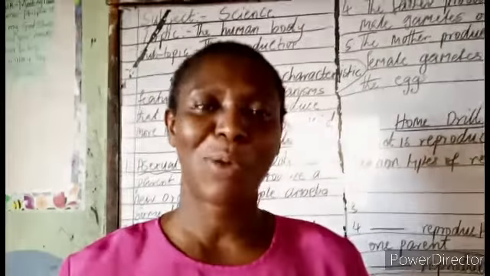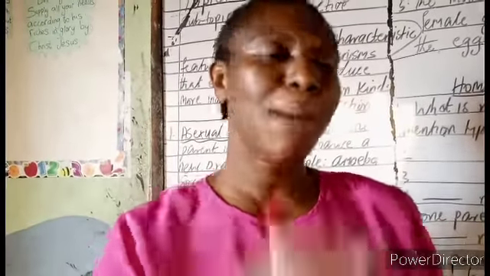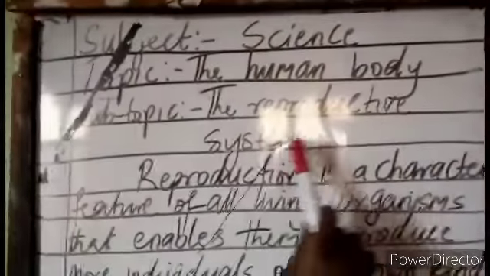Alright, my name is Mrs. Wampo, the U4 teacher. Today, our first subject is science. In our science today, we're going to talk about reproduction, or you call it the reproductive system. So in our human body today, what is the human body? Then we are taking the reproductive system.